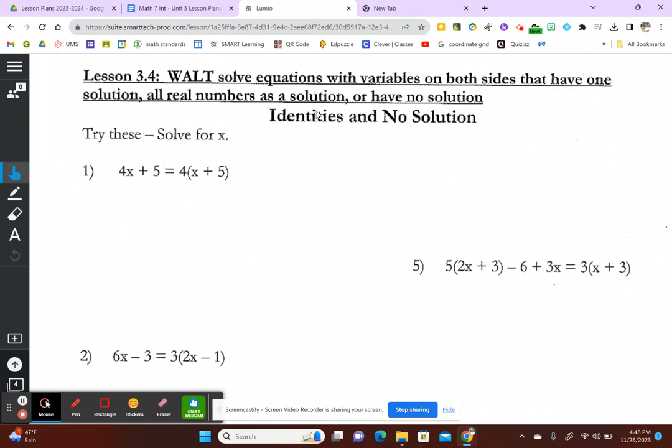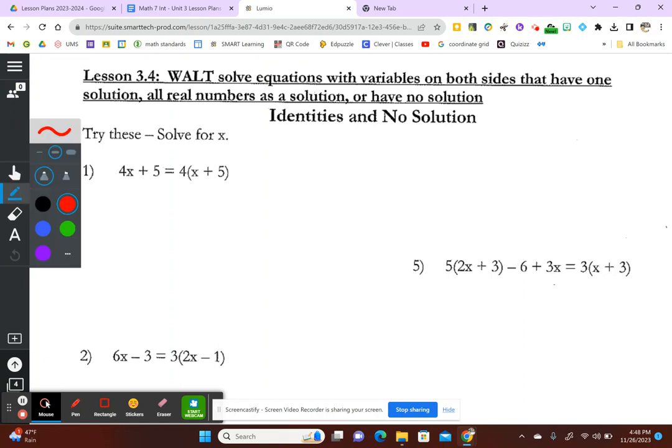Okay, so now we're going to practice these identities and no solution. For number one, go ahead and try number one on your own. After you finish, we'll stop the video, and after you finish, start the video again, see if you got it correct.